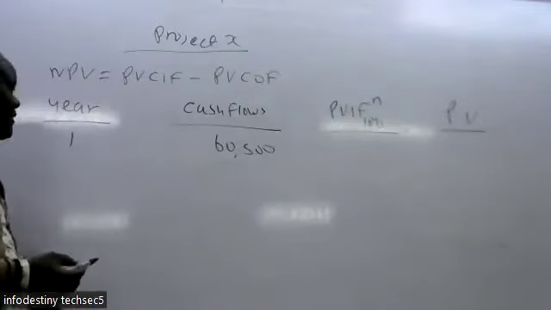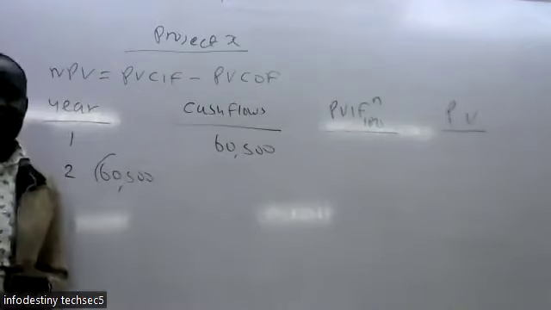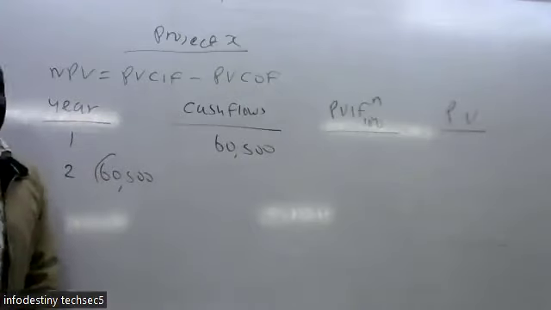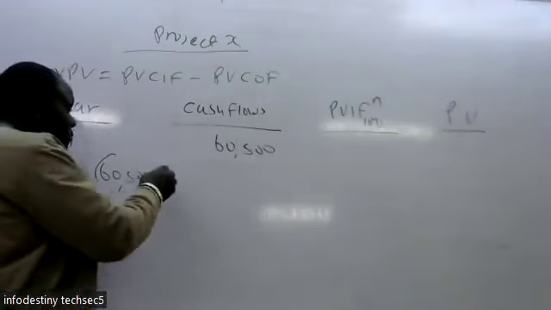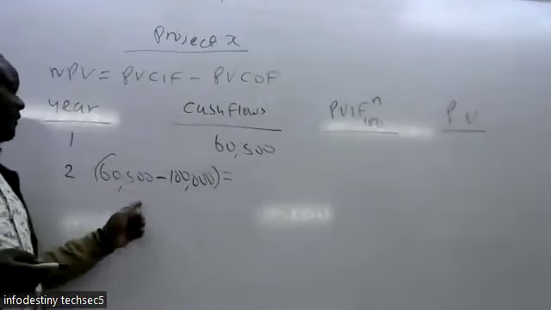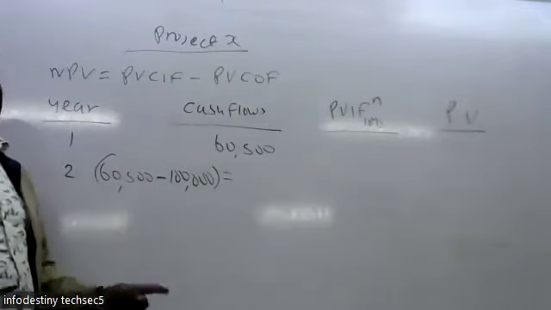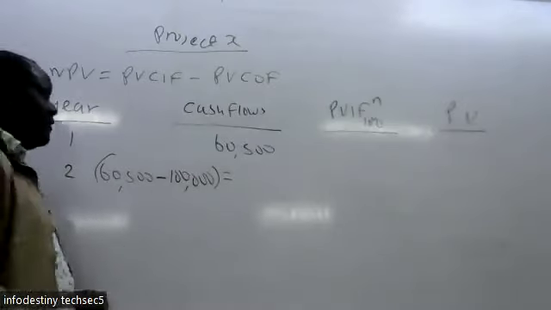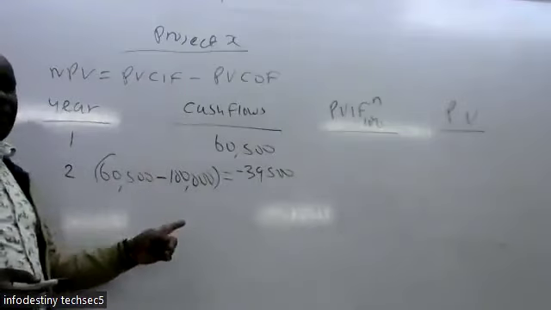Then year two is also 16,500, but we replace it at the end of year two. We replace with the identical item, which will incur the same initial cost as the current one. The initial cost for project X is 100,000. So apart from receiving the 16,500, you replace it, and we minus 100,000 from that amount to give us negative 83,500 at the end of year two.